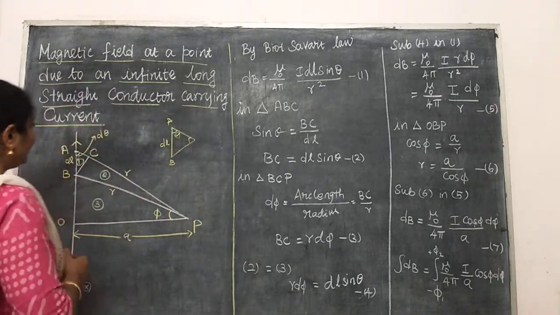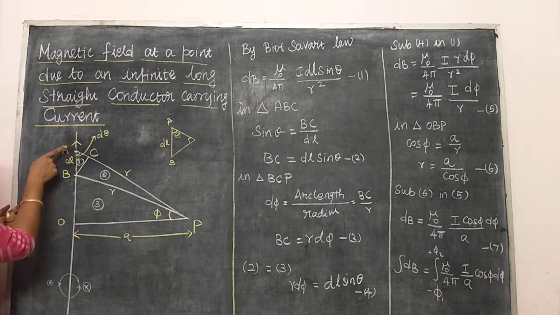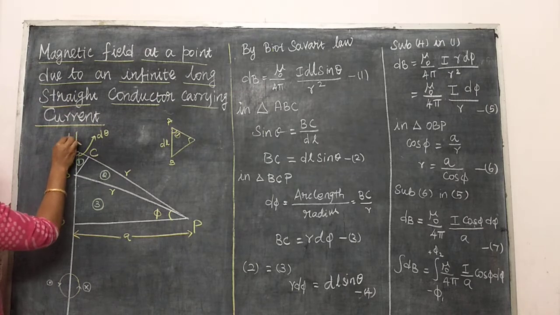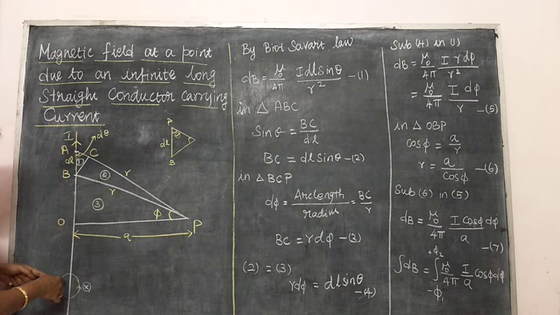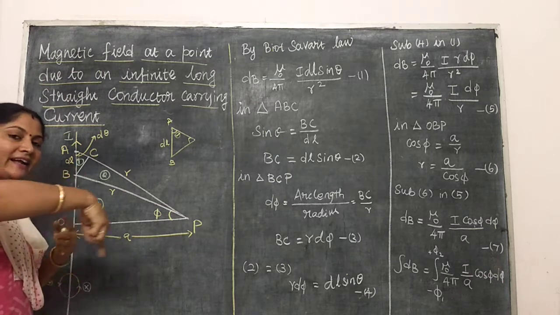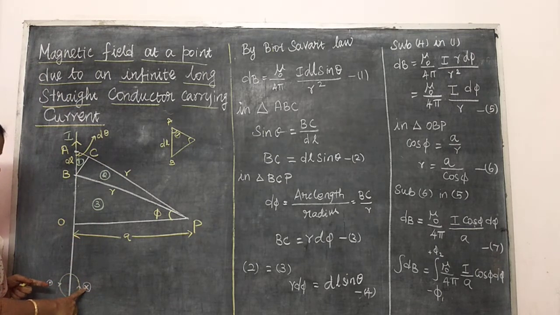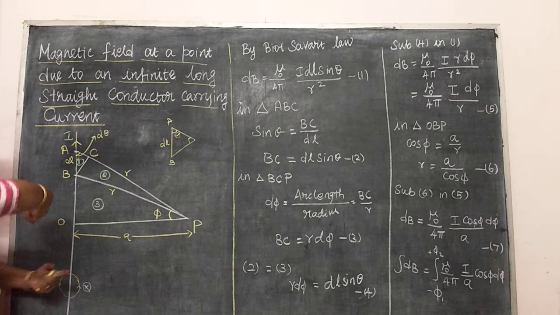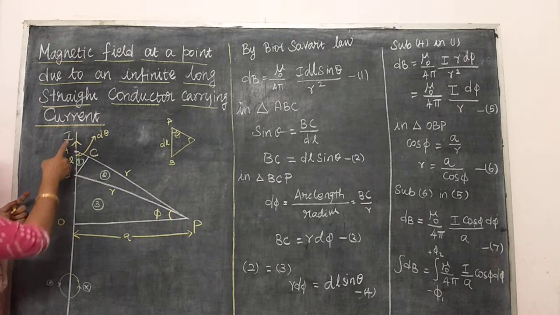Okay, so see here, this is the diagram for that. This is an infinitely long straight conductor carrying current in upward direction. So what is the type of magnetic field in its surrounding? That is in anti-clockwise direction. At this point, cross means inwards. At this point, dot means outward. So anti-clockwise direction magnetic field will be produced in its surrounding.